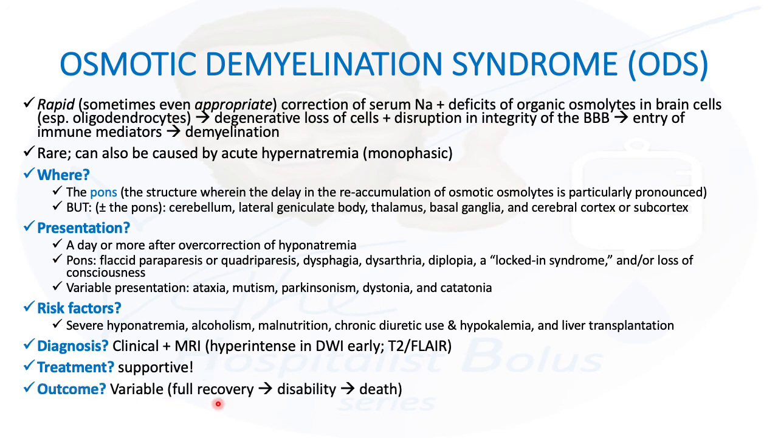Outcome is very variable. Some patients might have full recovery. Fortunately, that hopefully will be the case for most patients, but some patients might have some disability, might be mild, might be severe disability, and unfortunately some patients might die as well, as you can expect. And that's exactly why we always talk about ODS in patients with hyponatremia due to overcorrection.